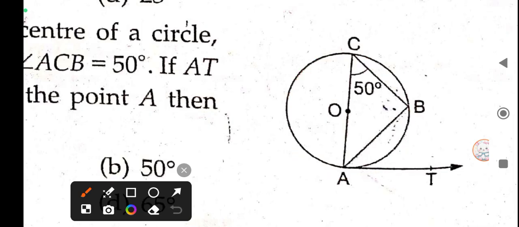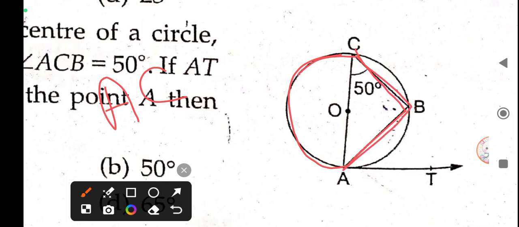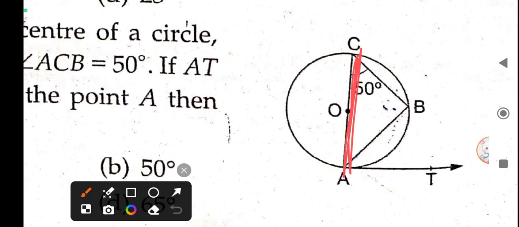Here we have a circle. Now you can see that this is an arc AC, and AC is a diameter subtending an angle on the circle. When an angle is subtended in a semicircle, then that angle is 90 degrees. Angle subtended by a semicircle, or by a diameter, is 90 degrees.